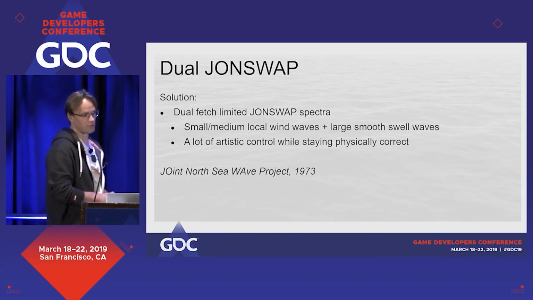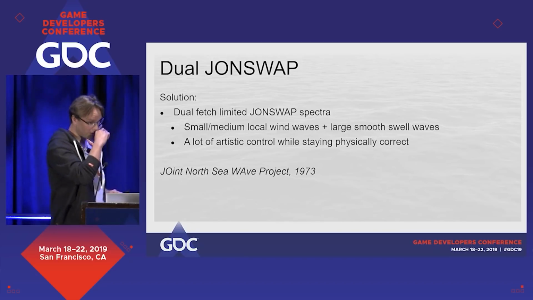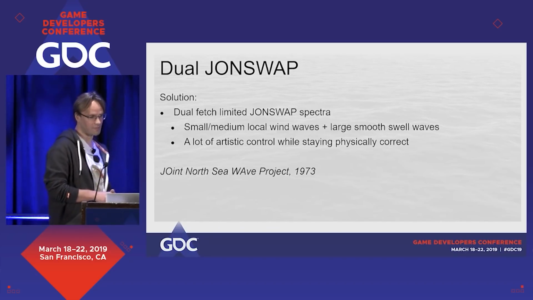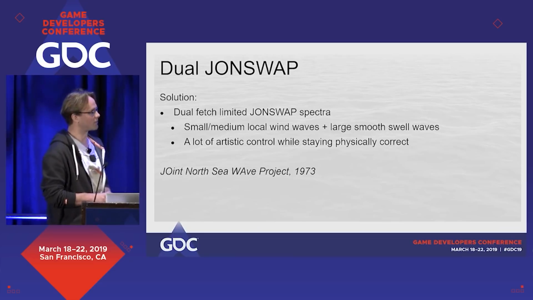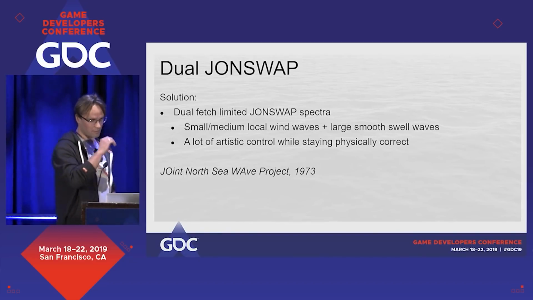We use dual JONSWAP spectra. And JONSWAP is an abbreviation of Joint North Sea Wave Project. A bunch of scientists just gathered together and measured the wave displacements in the North Seas, in Northern Atlantic, using the buoys, satellite data, and they generated the formulas for us that we can use. So we use dual JONSWAP spectra.